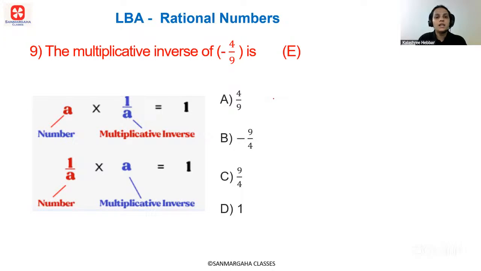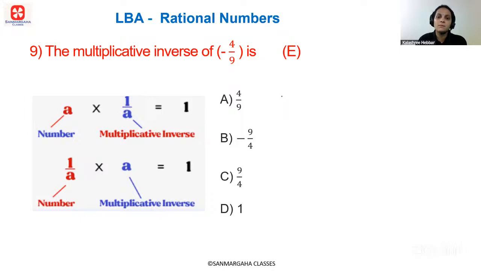The multiplicative inverse of -4 by 9 is: A, 4 by 9; B, minus 9 by 4; C, 9 by 4; D, 1. Okay, so as I said, what is multiplicative inverse? Let us know that first. Multiplicative inverse of a number is a number that gives the value 1 when multiplied to it.